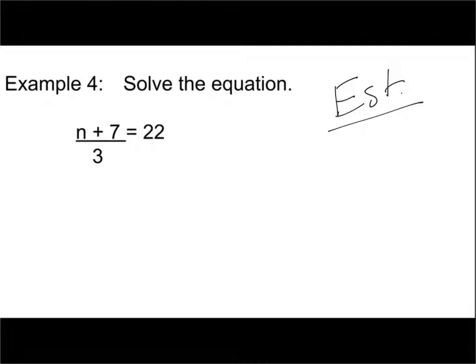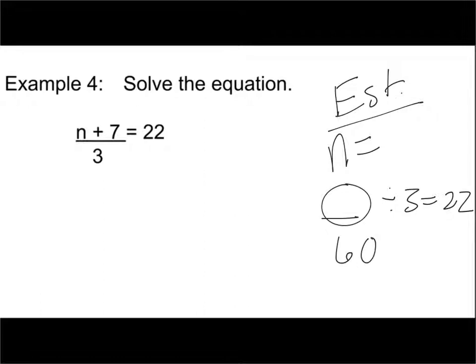So I'm kind of thinking that n has to be a little bigger in this case. I have to have a value divided by 3 to equal 22. So something divided by 3 to equal 22. That has to be a little bit bigger, maybe even in the 60s. All right, so we're going to estimate that n is somewhere near 60, somewhere around there.